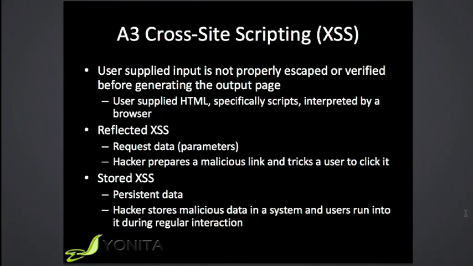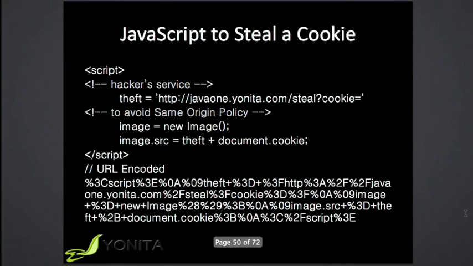There is another type of XSS, reflected XSS, and it's more common. It happens when request data, when a malicious script, goes in the URL in some parameter. Here you can see our script URL encoded. It could be included in a URL as well.